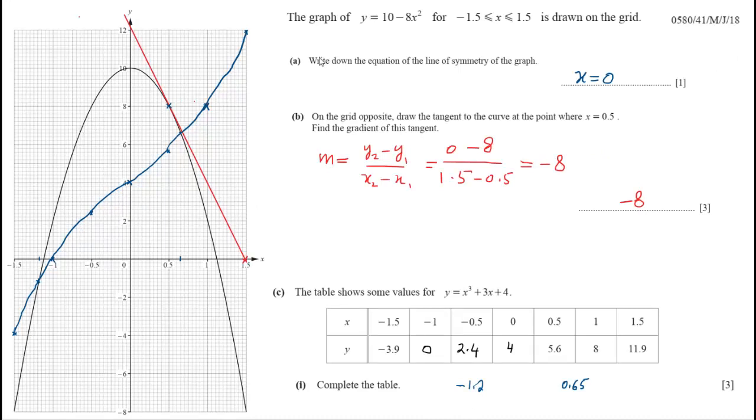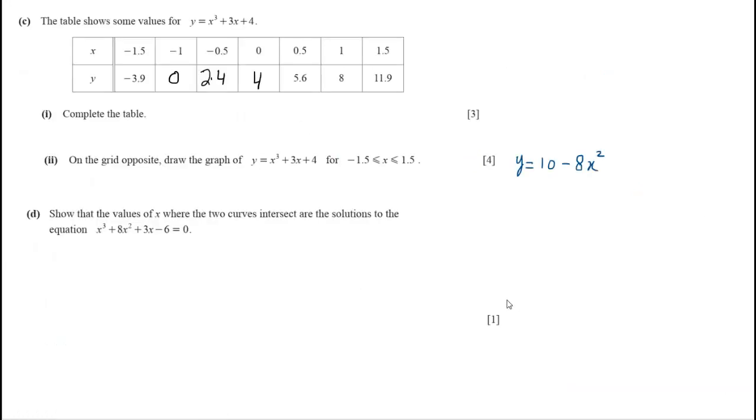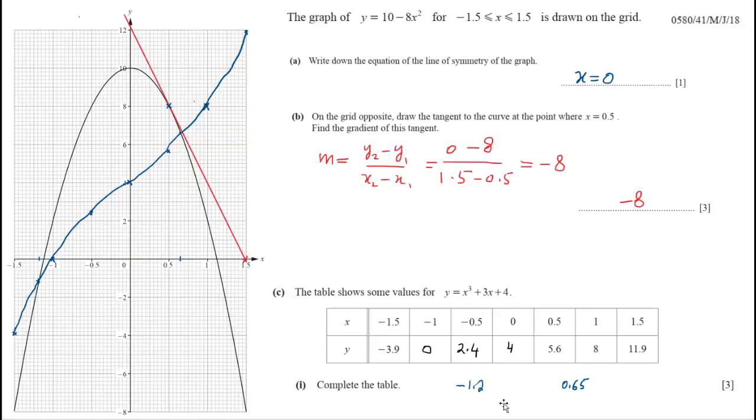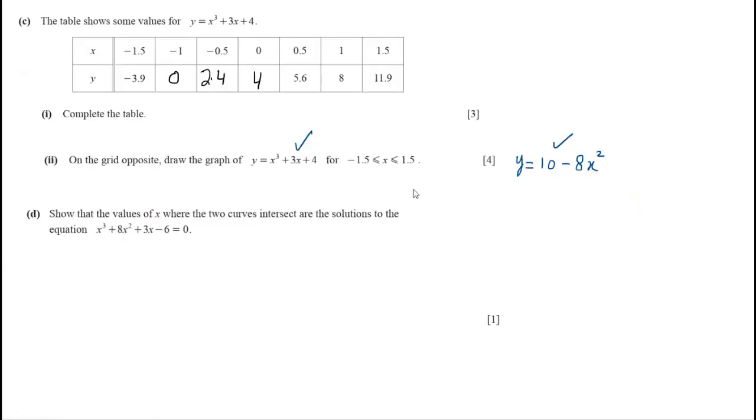And the function of the black one is 10 minus 8x squared. And the function of this blue one is x cubed plus 3x plus 4. So I have written these two functions here. One is already written here and the second one is here. So those are the solutions. These two are the solutions, which are the points of intersection.